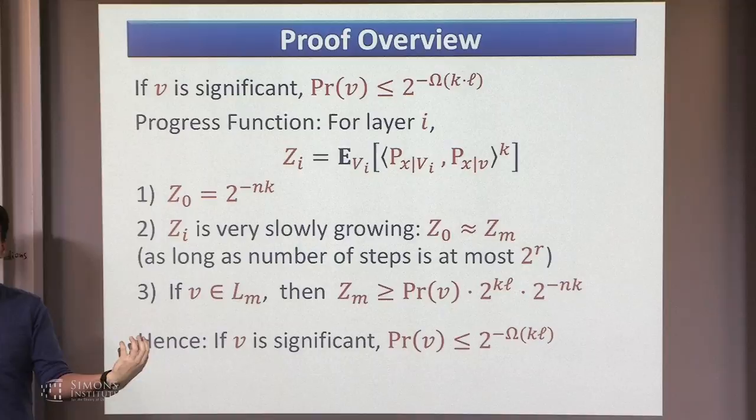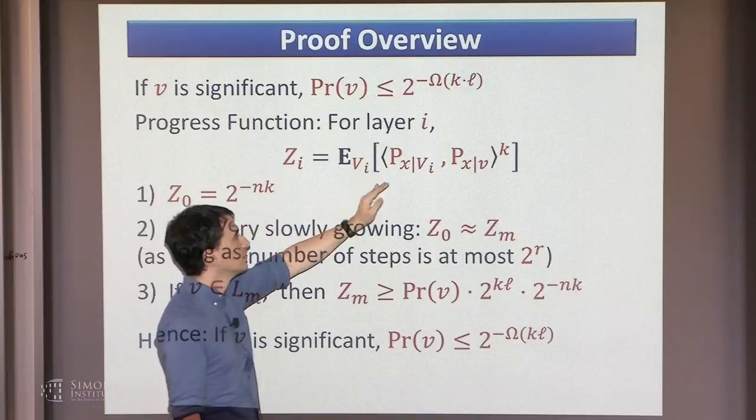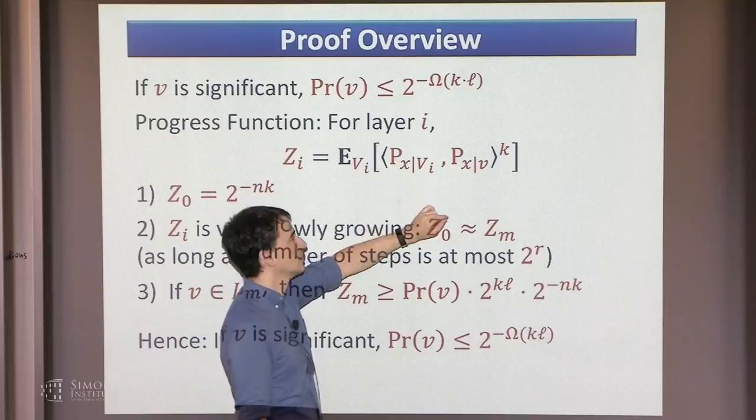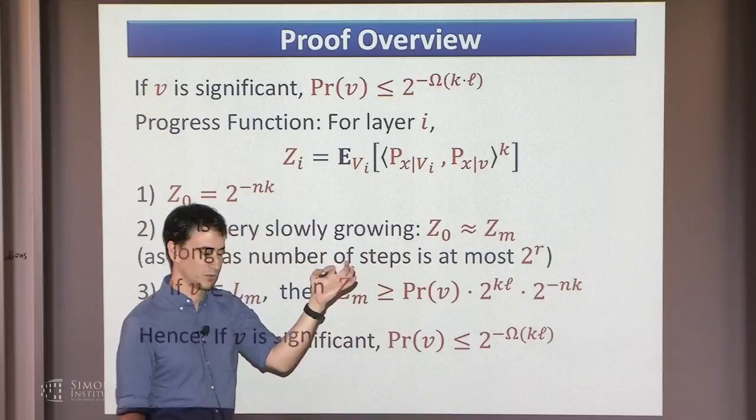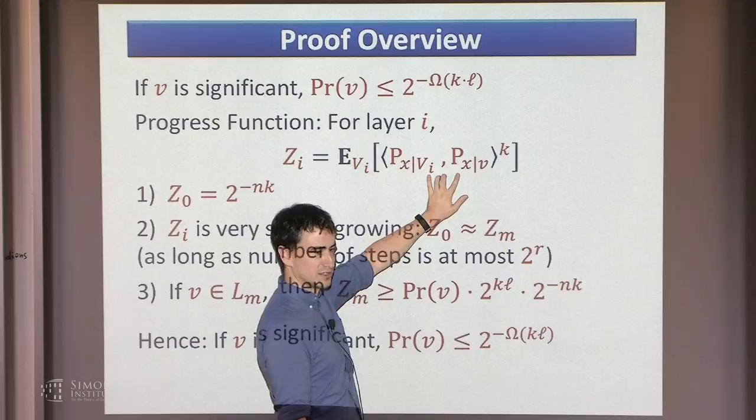So what is this progress measure? Again, recall that we have the vertex at layer i, V_i, and we can look at the distribution of x conditioned on this vertex. We can also look at the distribution of x conditioned on the specific vertex that we are looking at currently, the significant vertex that we are trying to reach. Now, we take the inner product of these two distributions.